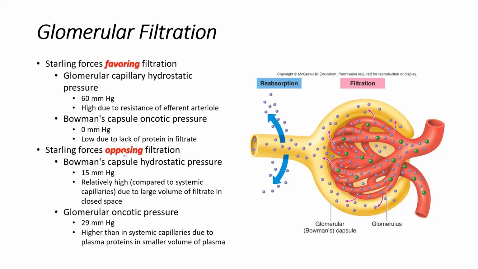That's going to be completely abnormal and pathologic. So let's go through these forces here again more individually. So the glomerular capillary hydrostatic pressure, this is about 60 millimeters of mercury. So it's really strong, really high. There's a lot of fluid in our capillary, and it's due to the resistance of the efferent arteriole.